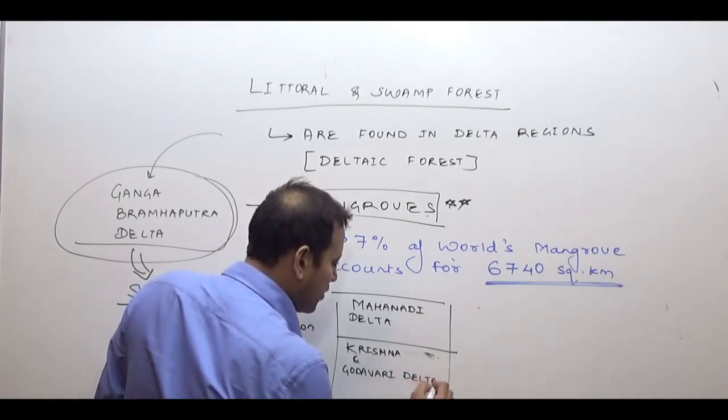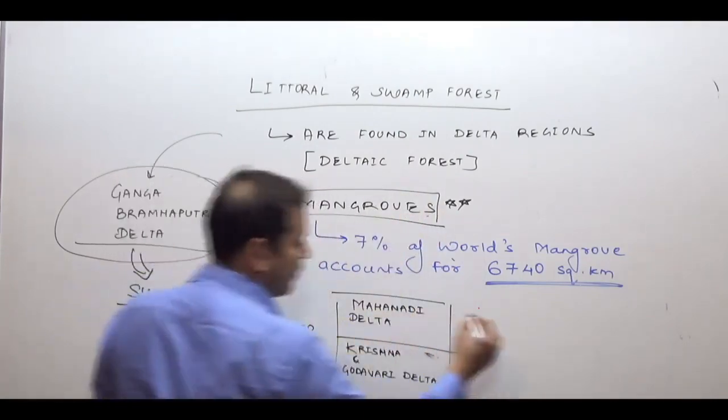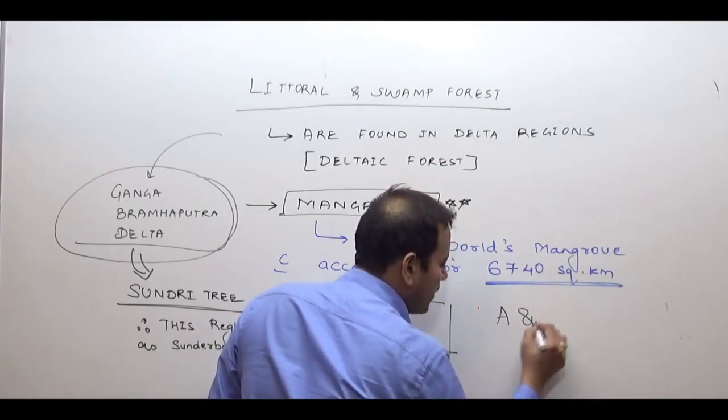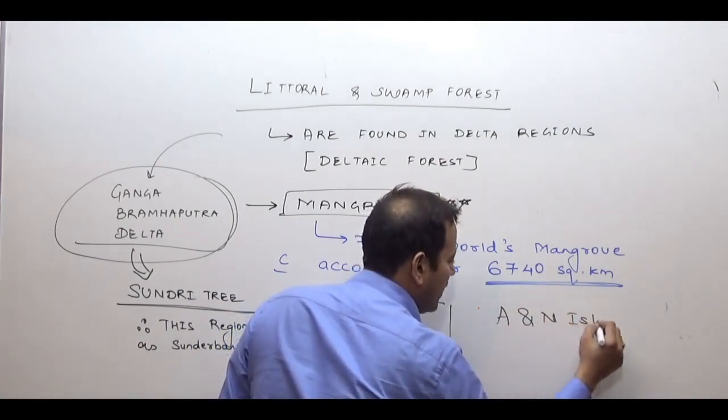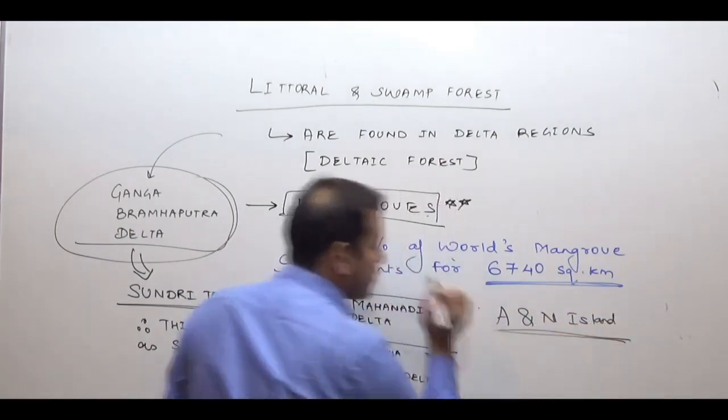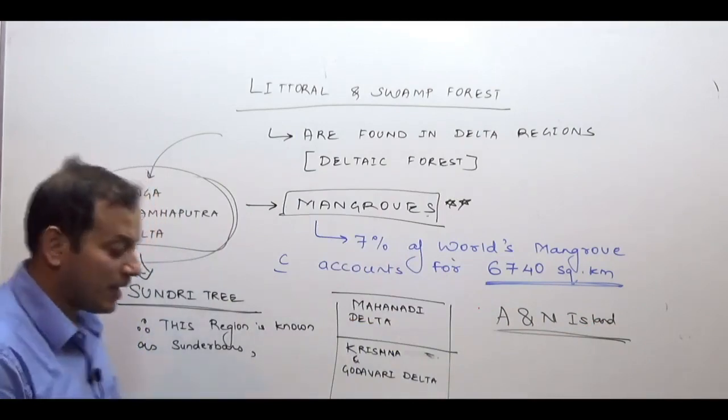And remember, mangrove forests are also found in the east and west coastal plain of India, and they are also found in the Andaman and Nicobar Island region.